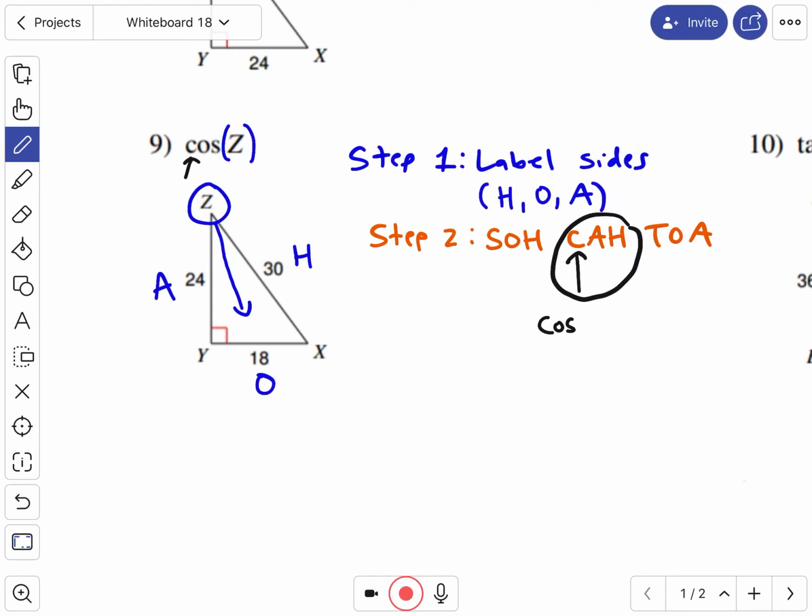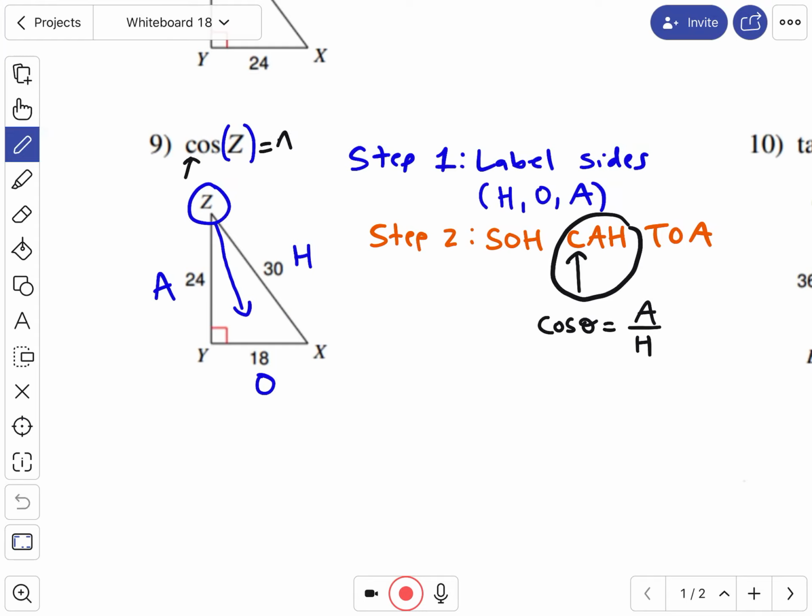And each one of these has an equation that's associated with it. So the equation for this one is cosine of theta, any angle is called theta, is equal to, and because the A is first and the H is second, the A is going to be your numerator and the H is going to be the denominator. So that's what your fraction would look like. So I'm going to basically just put this equation over here. So cosine of Z now is equal to A over H. Well, A is 24 and H is 30.